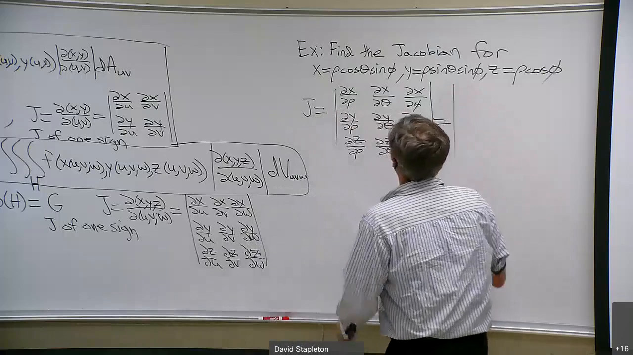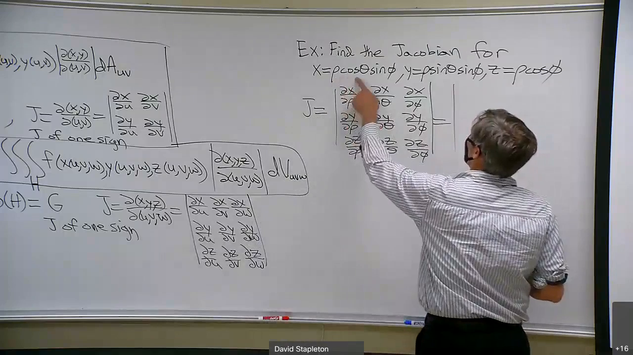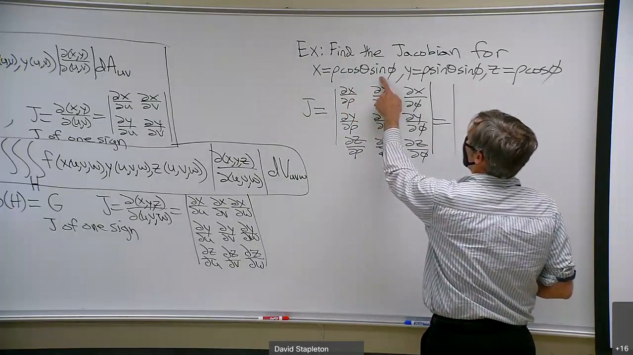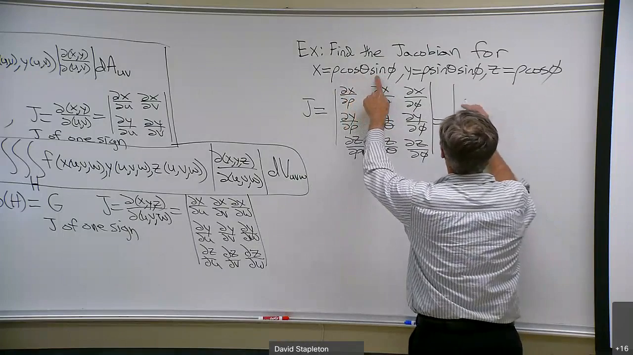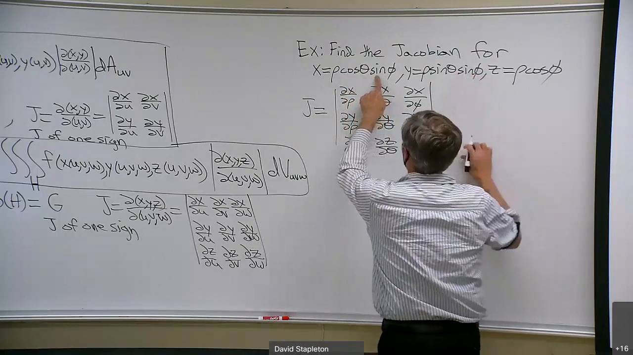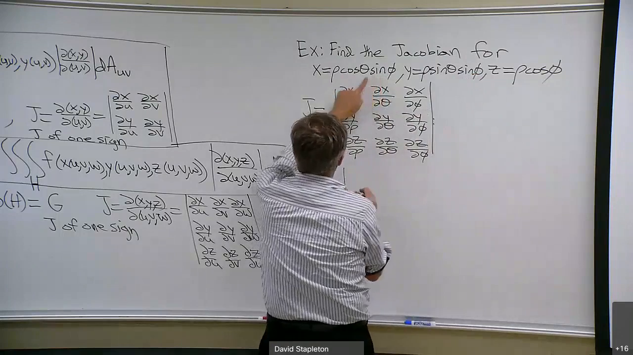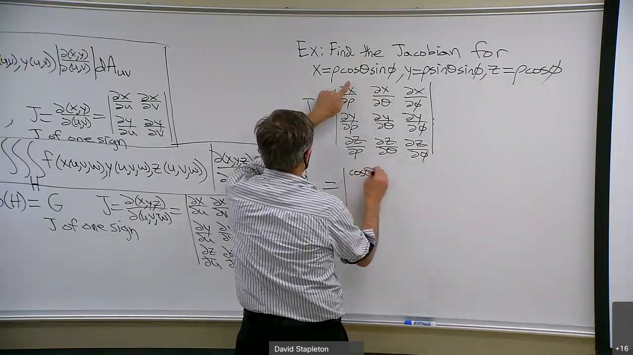Now let's see what we get. If x is rho cosine theta sine phi, and I take partial with respect to rho, treating theta and phi as constants, I think I better put this in the next line. Then I just get cosine theta sine phi.